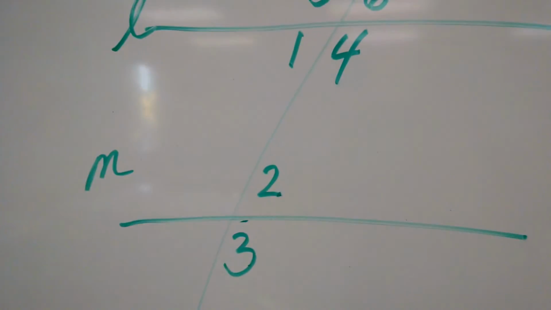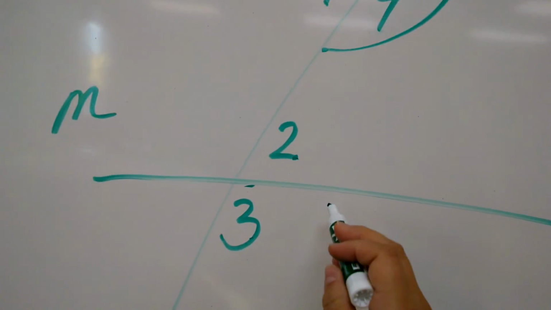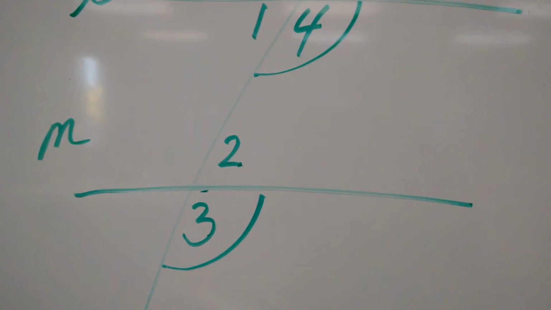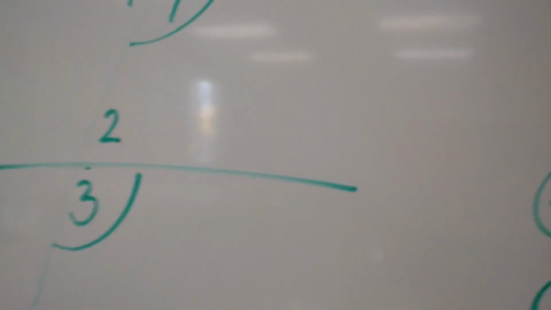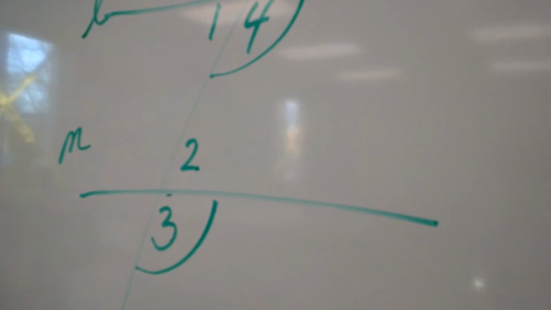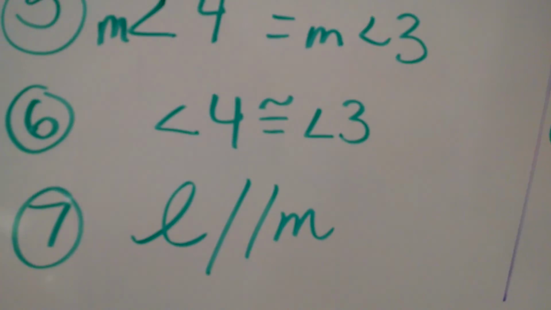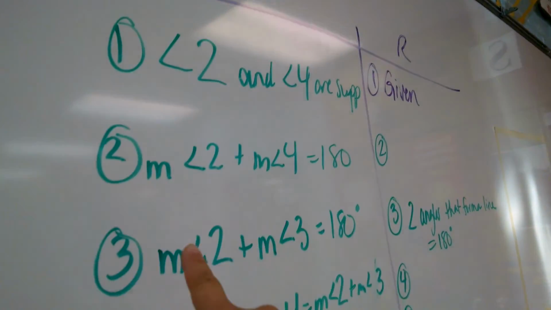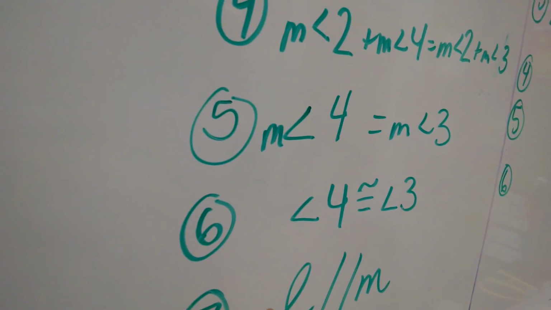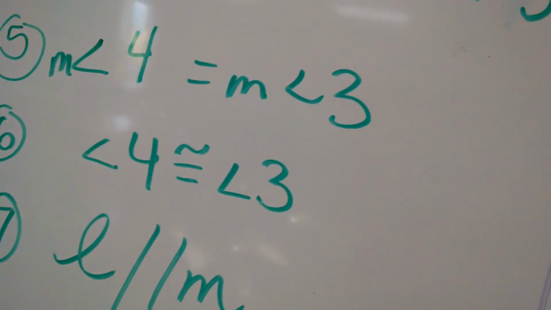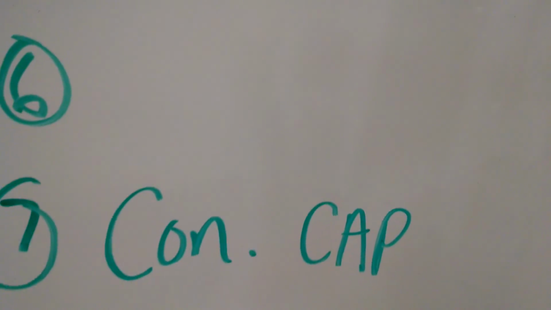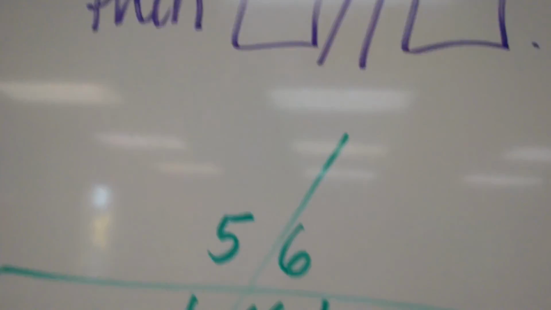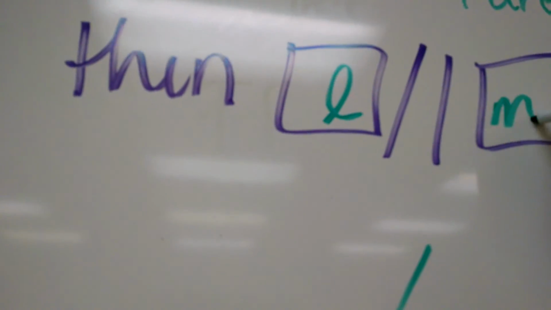Now wait a minute, I was able to say that angle 4 is congruent to angle 3. From this point, I can now say that L is parallel to M. That's my ultimate goal, is that I want to say, okay, I showed that angle 2 and angle 4 are supplementary. I did all my work. Because I have the converse of the corresponding angles postulate, I can now say that line L is parallel to line M.